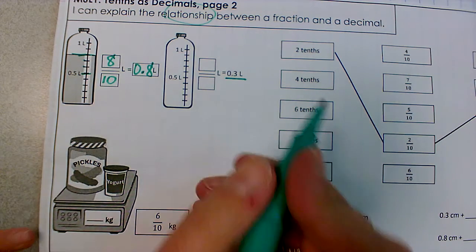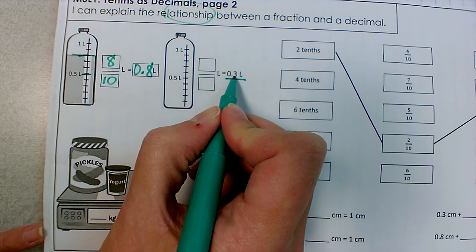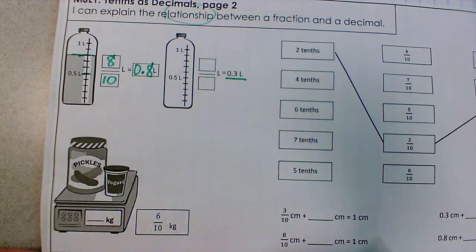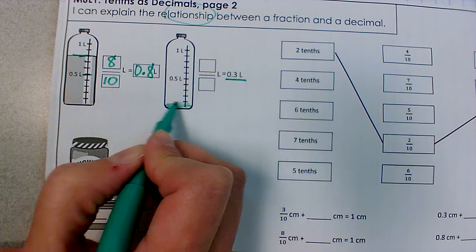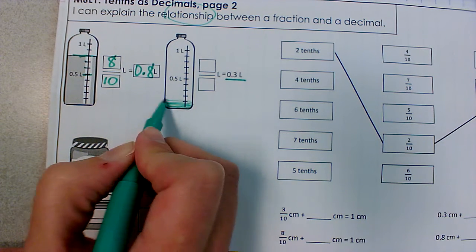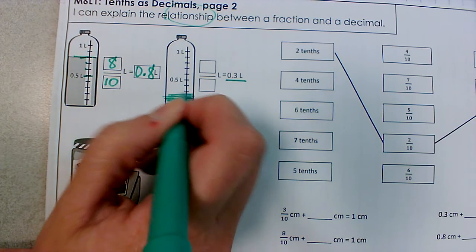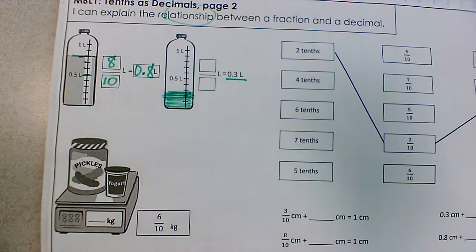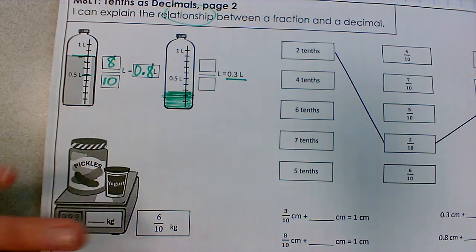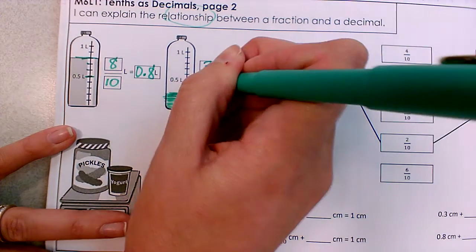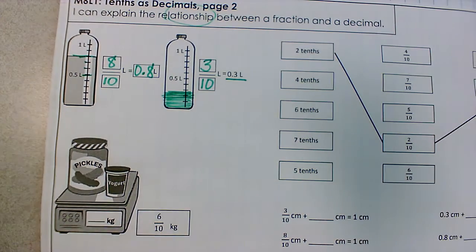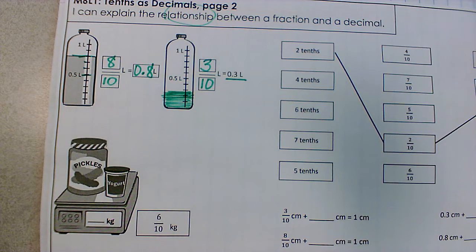So I need to fill up that bottle. And I read this as 3 tenths because I see it's right behind my decimal. So I'm going to fill up, here's 1 tenth, here's 2 tenths, and here is 3 tenths. So I'm going to shade all the way up to 3 tenths. And now I need to write that as a fraction, 3 tenths. Saying it out loud helps when I get to that fraction piece.